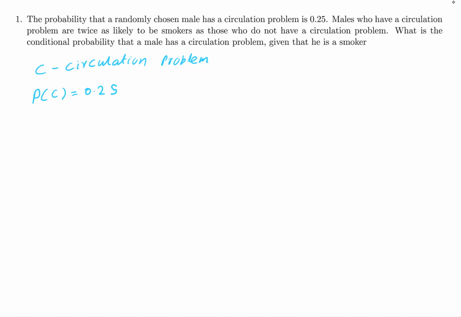Males who have a circulation problem are twice as likely to be smokers as those who do not have a circulation problem. Okay, here we need to understand a few things. First, I will go with this part: smokers as those who do not have a circulation problem. I use S for the smokers.